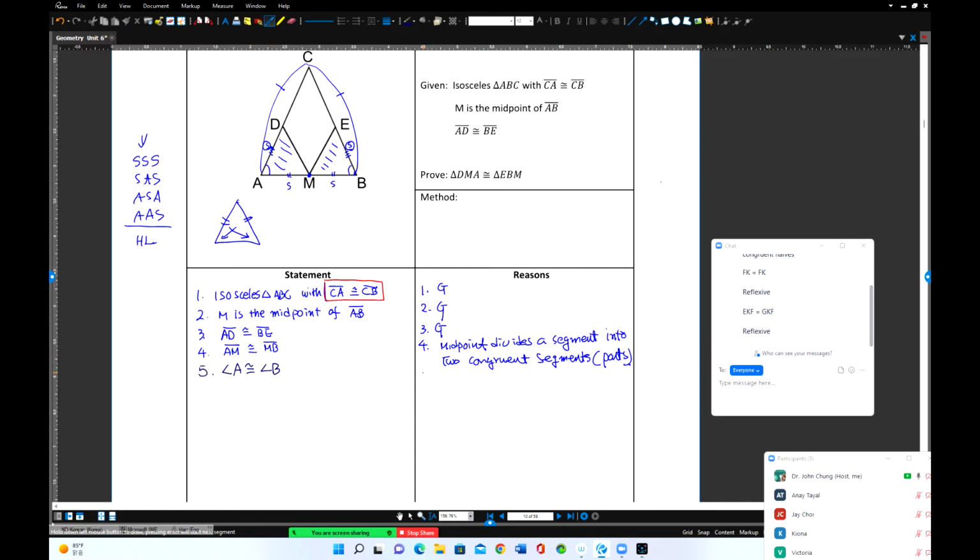What's the reason? Angles opposite congruent sides are congruent. I'm going to do the symbol.